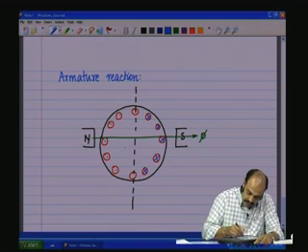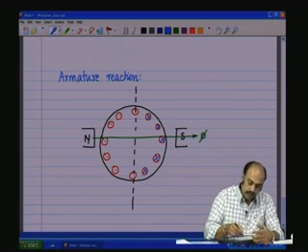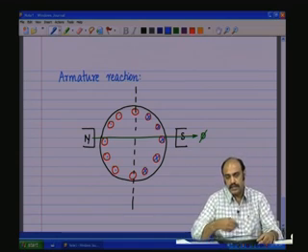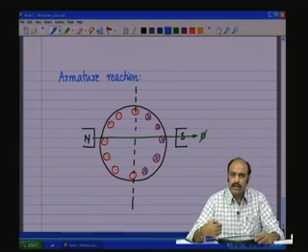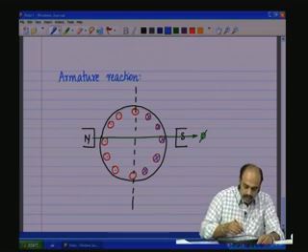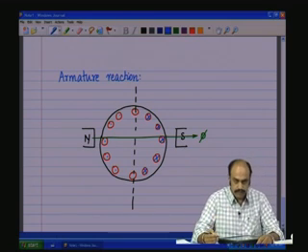Of course, imagine that there is a commutator here, the coils are connected to the commutator, brush is there, and the brush is connected to the external circuit, and external load current is flowing, which is causing the currents to flow through the armature coils. All these are happening.